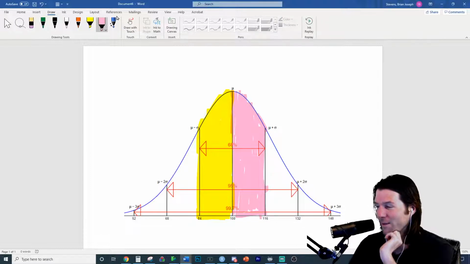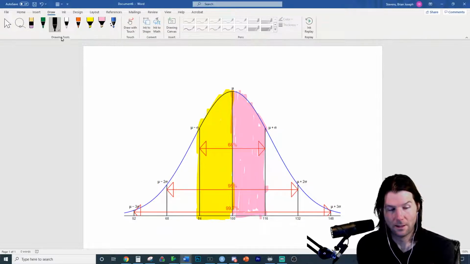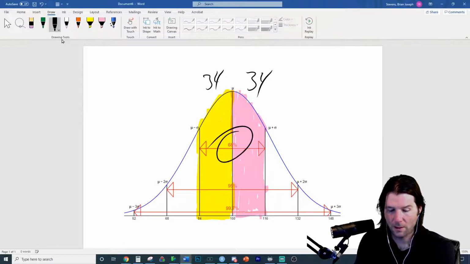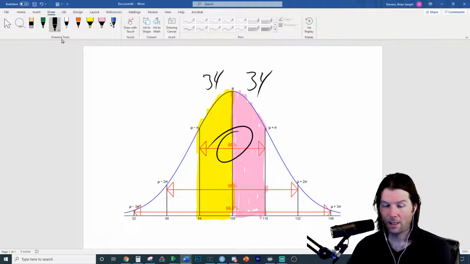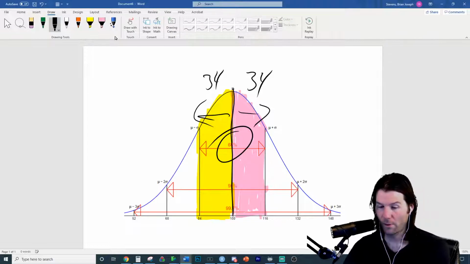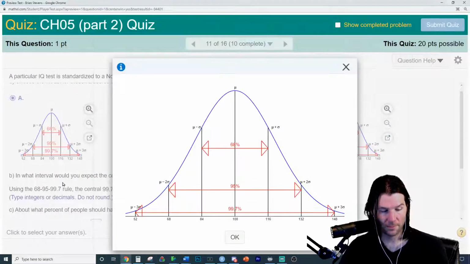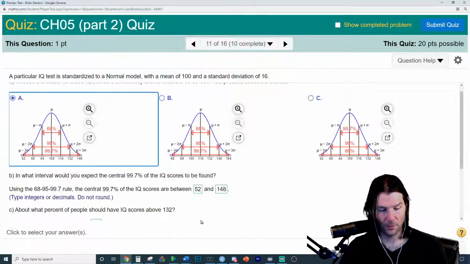So that's 68% right there. 68% between those values. So what would that make these areas? I'm just going to throw the pen. That'd make this 34. That'd make this 34 because we're just going to cut that in half right there. So we cut that in half. And that makes both of these 34. 34% of the area according to the empirical rule. So we have done it. That's a good one right there.